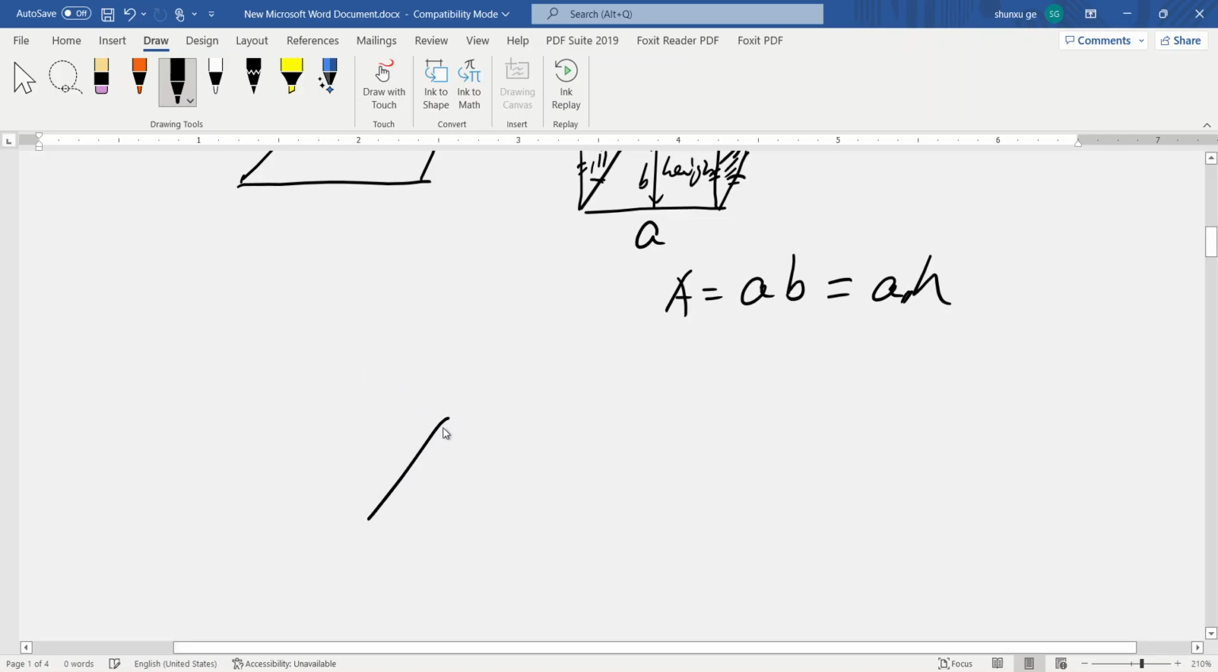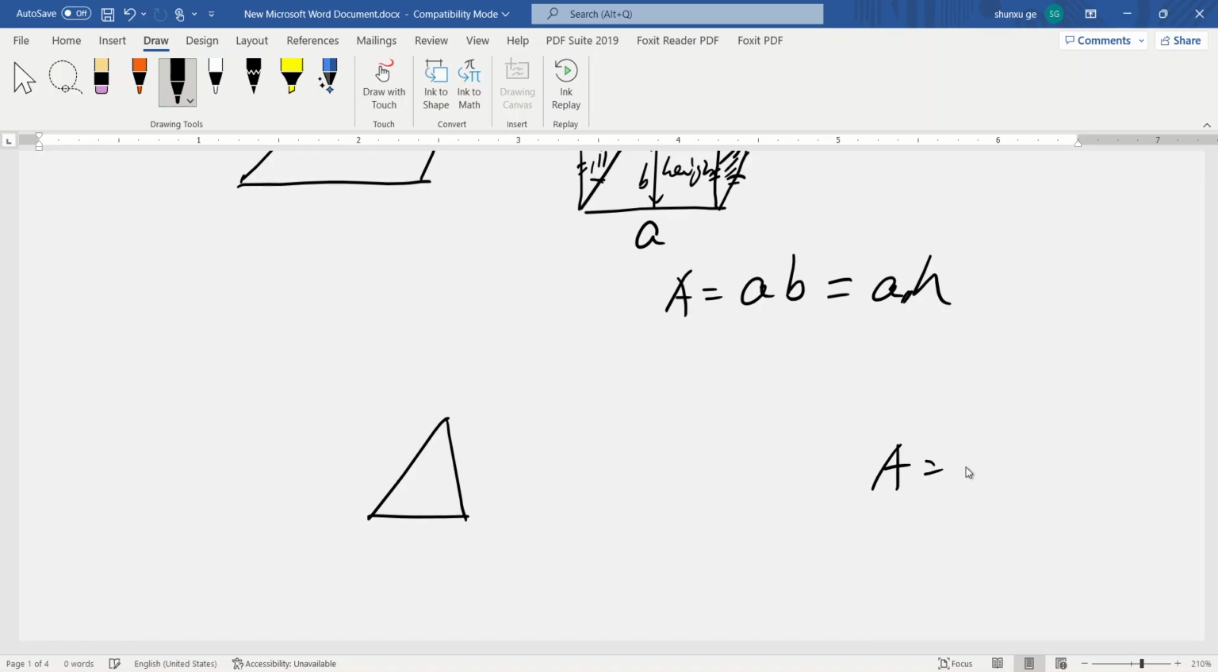And how about this triangle? The triangle formula we also know is 1 over 2 A H. Why? You can remember this formula, but first you should understand why they created this. So it is easy to remember for a long time and you cannot forget. Otherwise, if you don't know where this formula comes from, you will forget it in a short time.